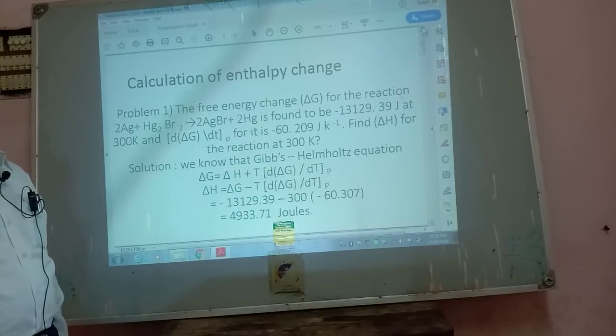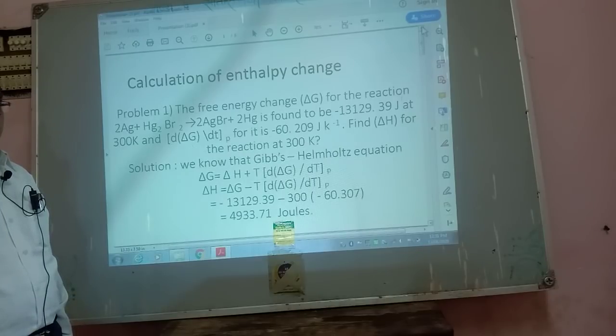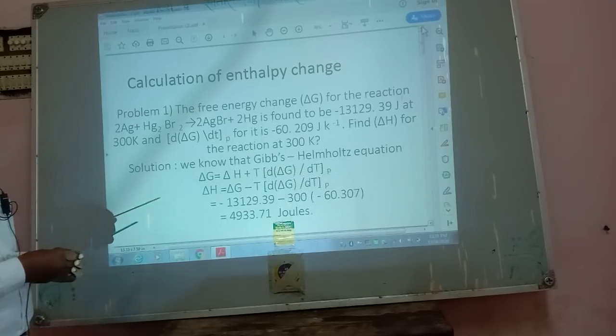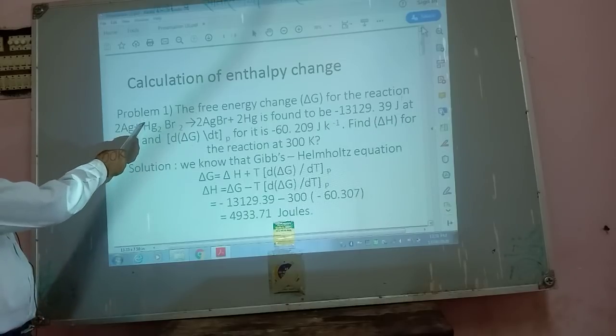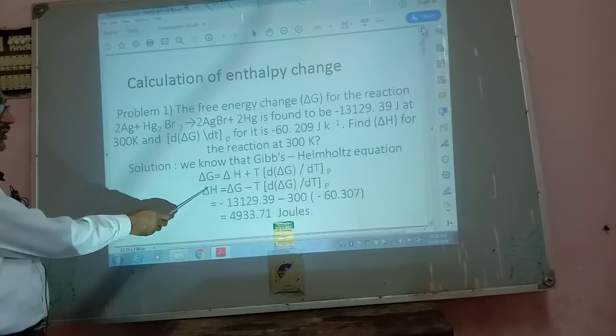Last time we studied the application of Gibbs-Helmholtz equations, and in those equations we also studied how to calculate the enthalpy change. Now on this basis, we study the first example: how to calculate the enthalpy change delta H of the system.